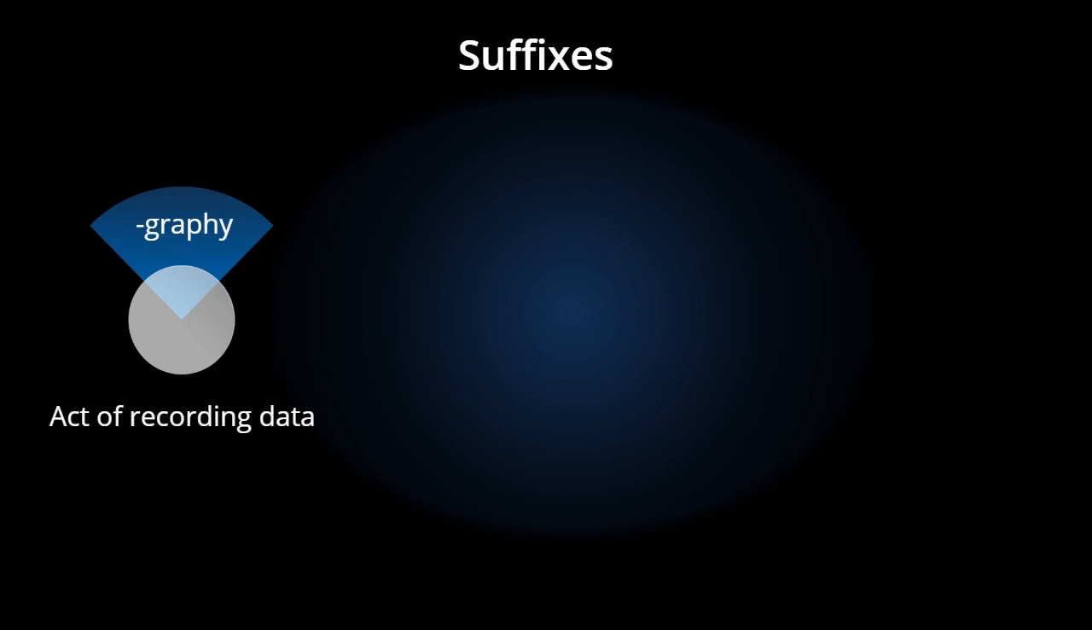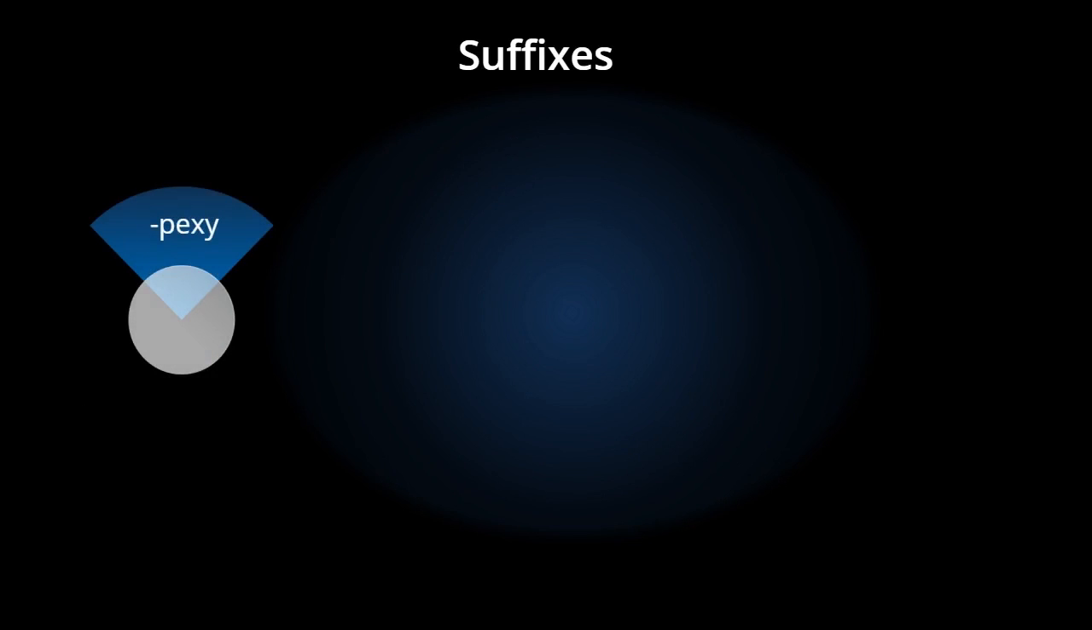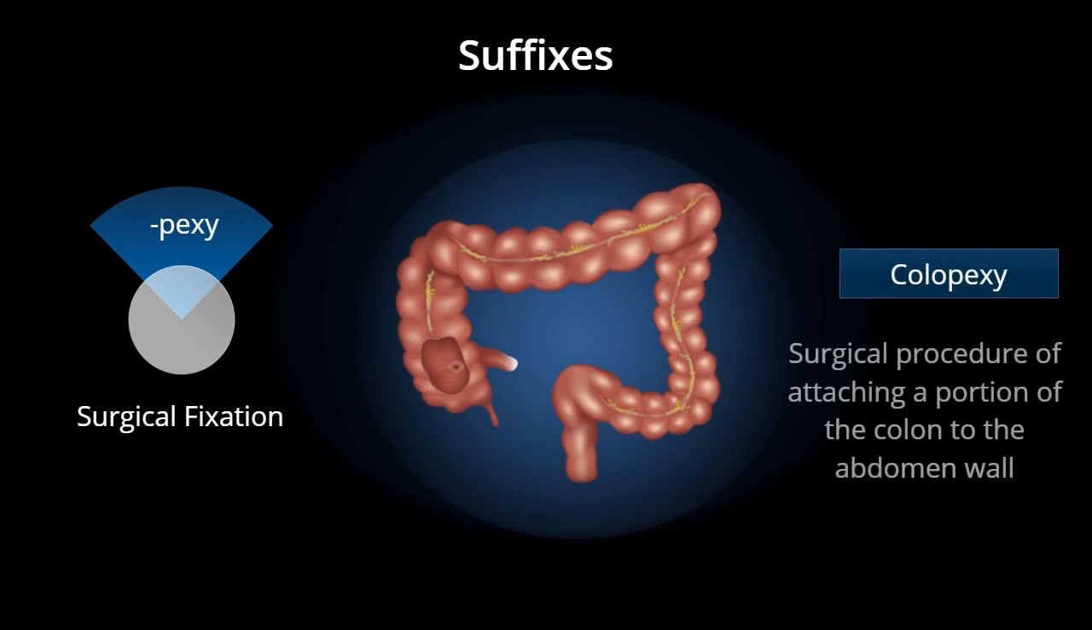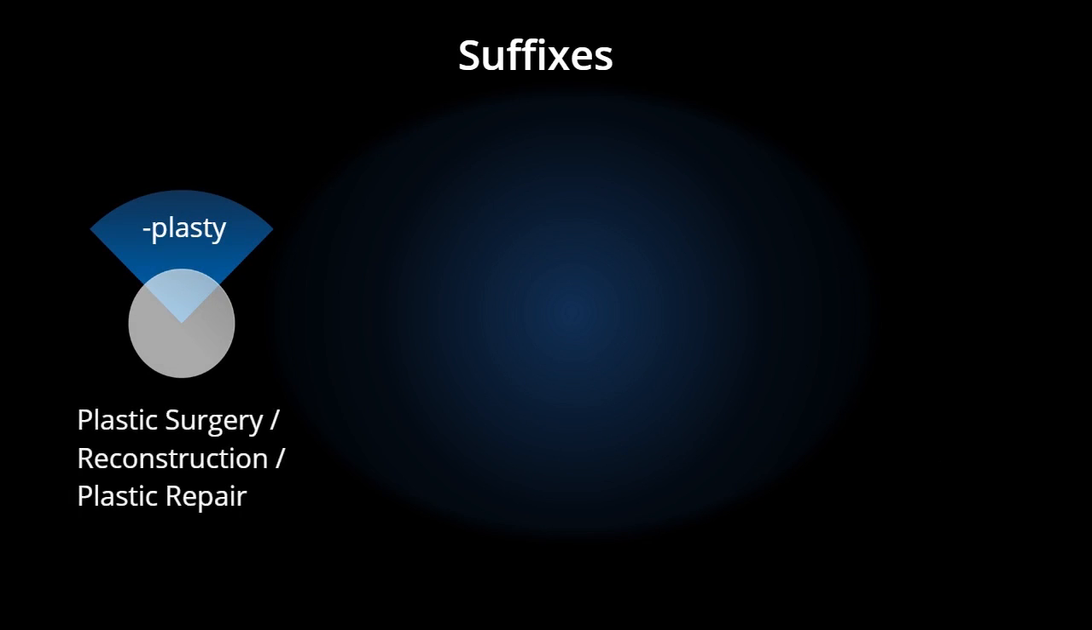A common example in medical terminology is mammography, which is the technique of using X-rays to diagnose and locate tumors in breasts. Mammo is the root word for breast, while graphy, as we know now, is the suffix for the act of recording data. Pexy is the suffix for surgical fixation. Colopexy, which is the surgical procedure of attaching a portion of the colon to the abdominal wall, is an example of one such suffix.